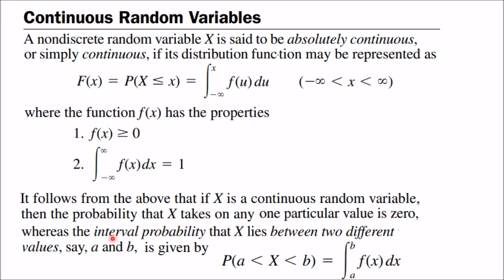Whereas the interval probability that x lies between two different values, say a and b, is given by, ito na yung probability niya, when x is between a and b. So, the probability is just equal to the integral of fx dx evaluated from a to b. So, papasok na yung integration dito. So, please remember your techniques on integrating functions.